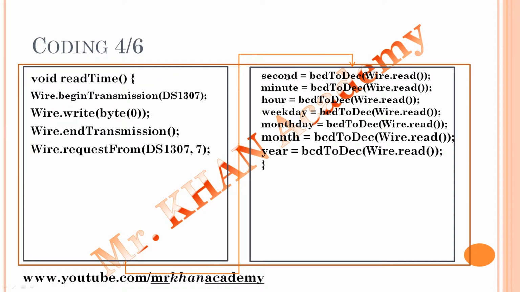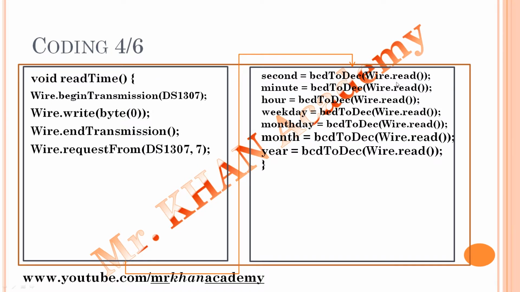After that, we will retrieve second, minute, hours, weekday, day, month, and year with the help of this simple function, BCD to DEC. That is binary coded decimal to decimal. This is a function that we'll see afterward. Again, it is a function. At the end, we will discuss it clearly. Just keep in mind, binary coded decimal is converted to decimal.